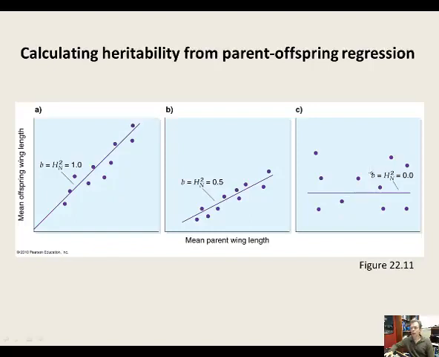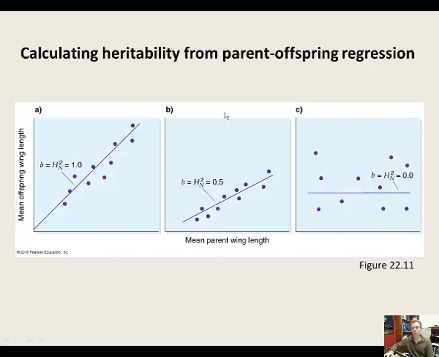Contrast that then with panel C over here on the right. In this case, parent wing length really has no impact on the offspring wing length. For example, parents that have short wings may have offspring that also have short wings but may have long wings. In this case, the slope is 0. B is equal to 0, and so we estimate the narrow sense heritability of being 0. All the differences in wing length would be due to environmental differences.